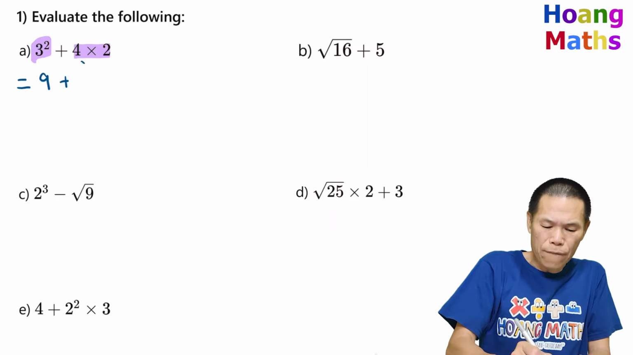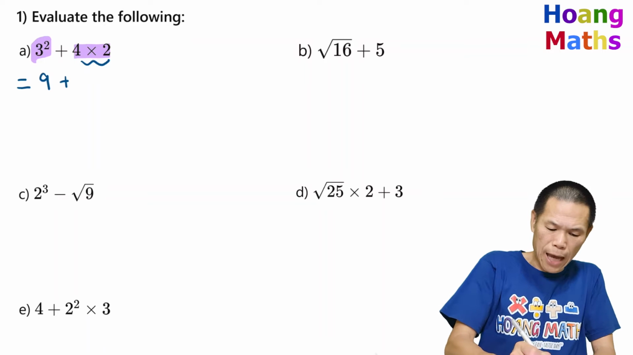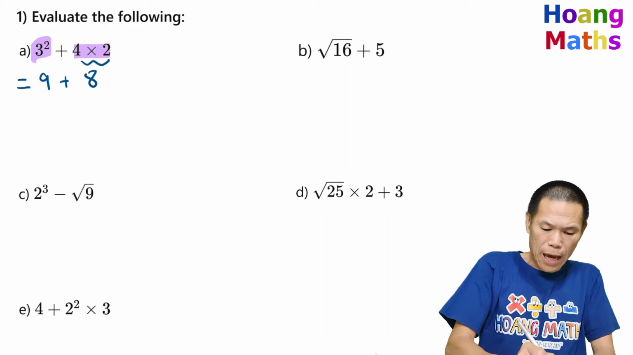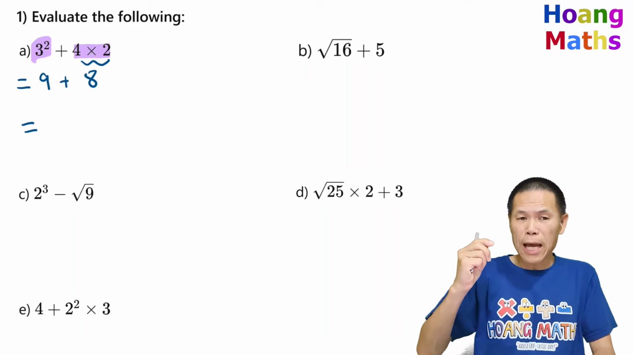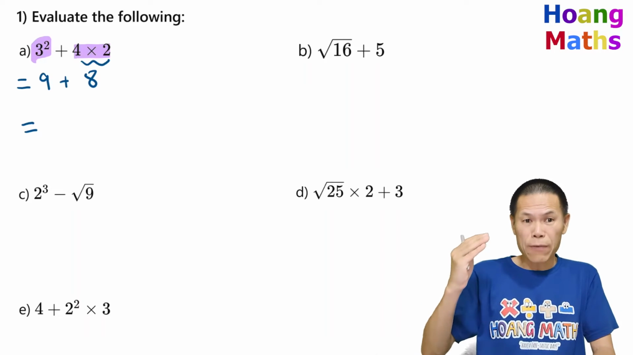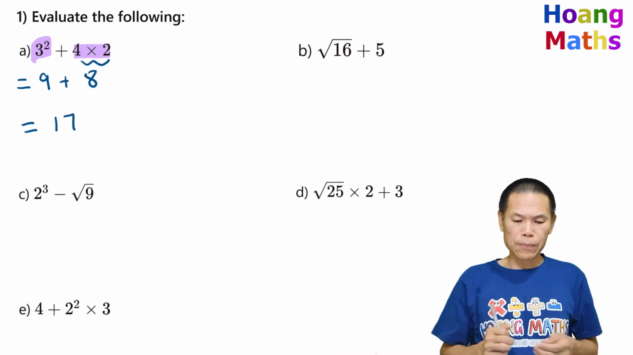And 4 times 2 will give me 8. We write this down and we have 9 plus 8. So 9 plus 8 is equal to 17. So the answer is 17.